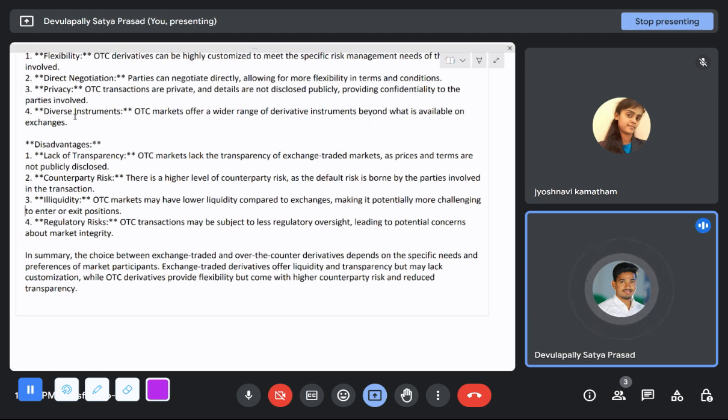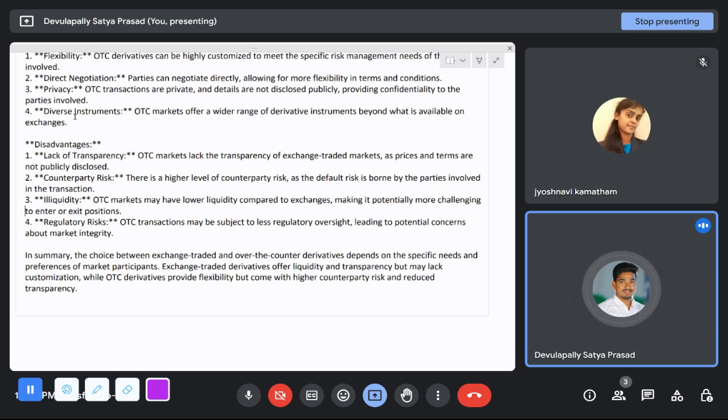The third one is illiquidity. You can't simply exit the contract, or simply transfer the contract to another party, because it is very customized, and each and every term is negotiated. If you want to exit from the contract, you can't find another party which has similar requirements or a similar risk appetite. So it is very hard to exit from an OTC contract.